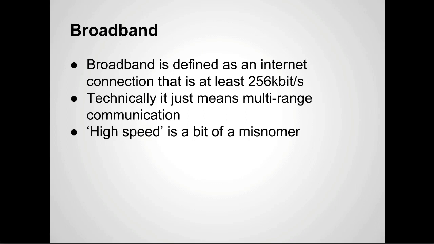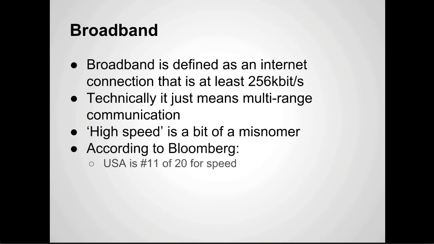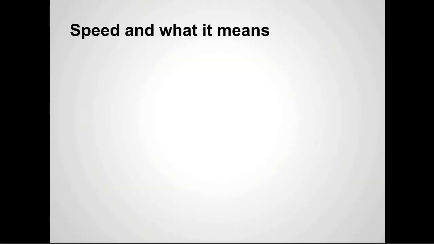High speed is a little bit of a misnomer if you look at it on a global scale. According to Bloomberg reports, the USA ranks number 11 in the world for average internet speed. What's number one, you might ask? Hong Kong. They have the fastest internet in the world, so if you want incredibly quick internet, move to Hong Kong. So speed, what do we mean when we talk about speed?